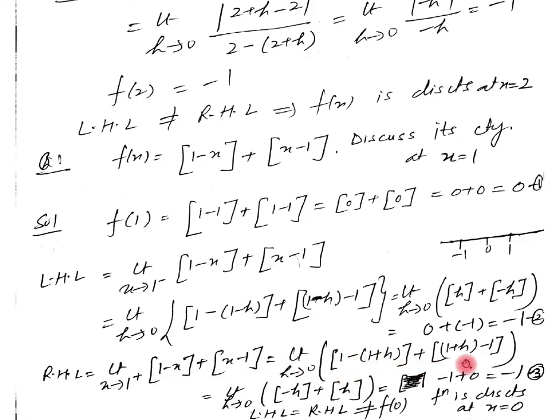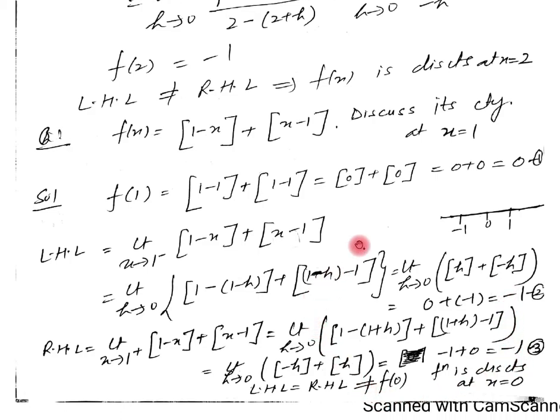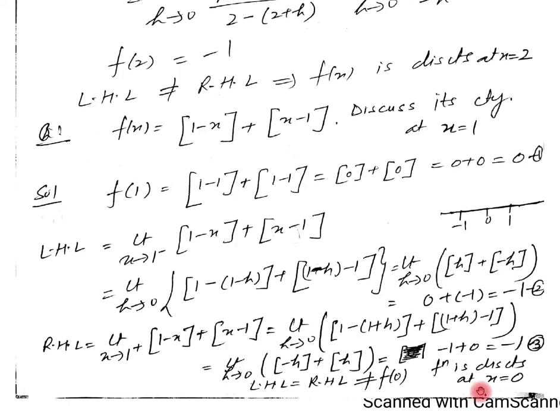Again we will find out the right hand limit, putting x equal to 1 plus h. Simplifying, again we are here, limit h tends to 0, the greatest integer of minus h plus greatest integer of h. Again the greatest integer of minus h is minus 1 and greatest integer of h is 0. It is equal to again minus 1. Now the left hand limit is equal to right hand limit, but it is not equal to the value of the function. So again we can say the function is discontinuous at x equal to 0.